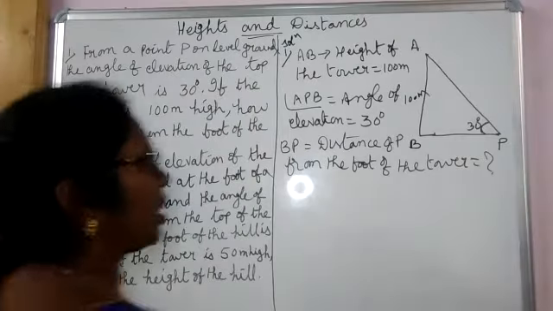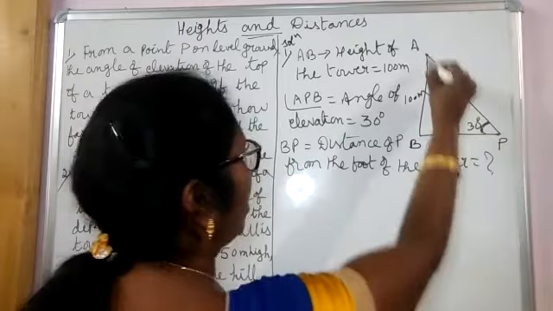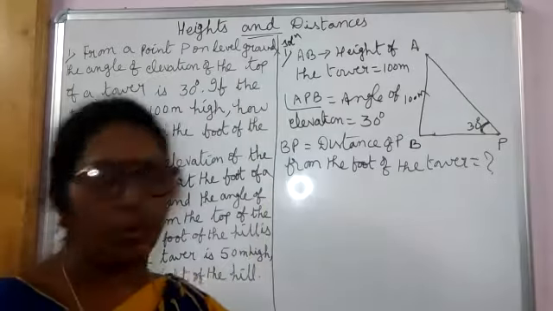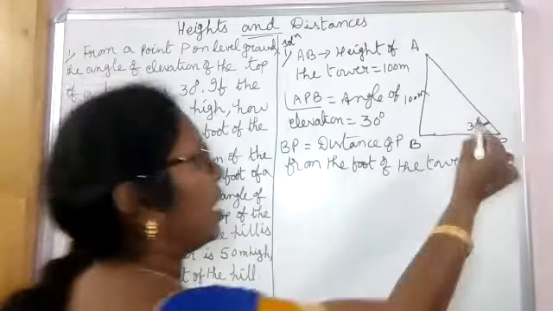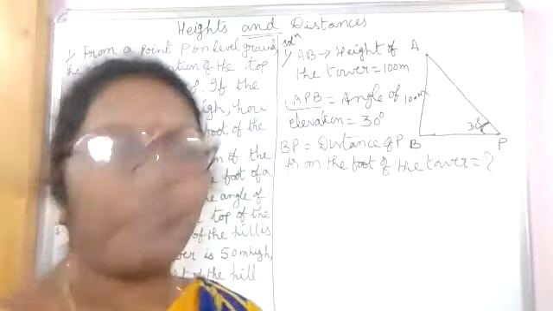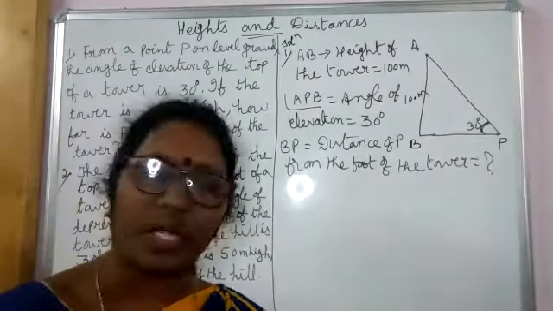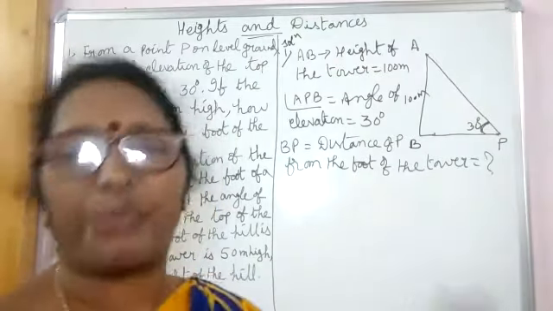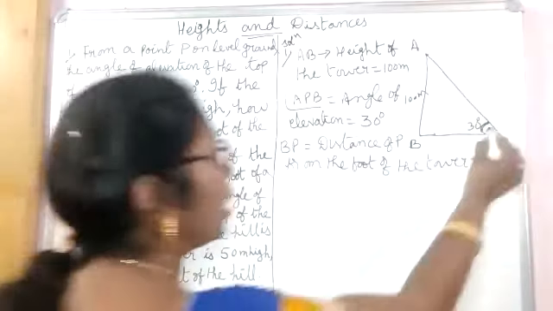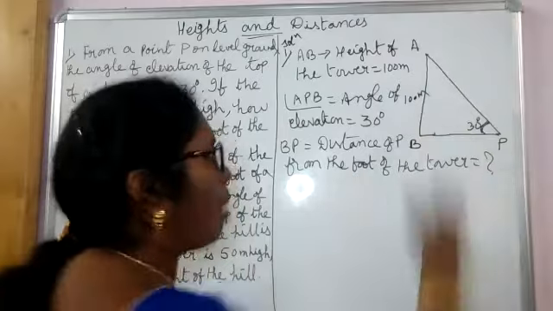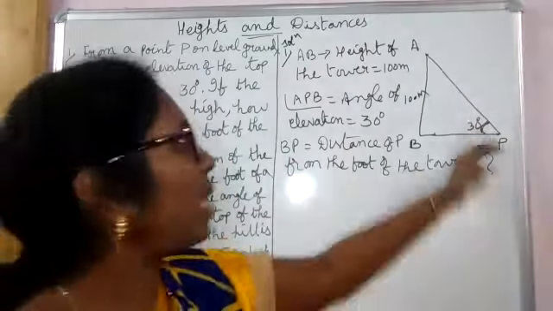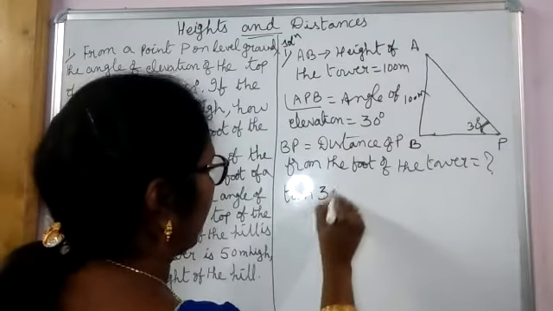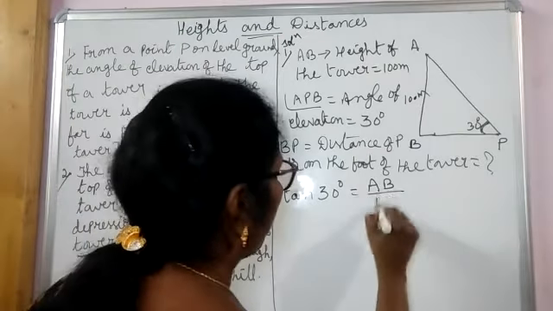Now you see children, what is the relation between this angle, AB, and BP? This angle is known to us, AB is known to us, BP we have to find out. So what is the relationship between this angle, AB and BP? You know the trigonometric ratios you have already learned, and I already told you we have to use trigonometry in finding distances. You know that tan 30 degrees equals opposite side by adjacent side. Tan 30 degrees equals AB by BP.